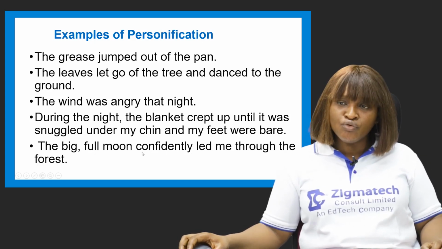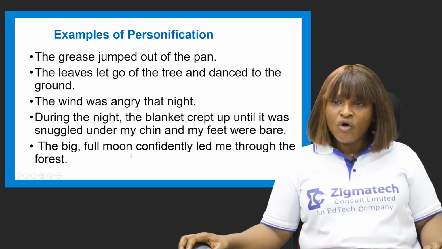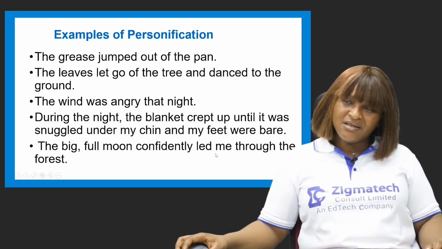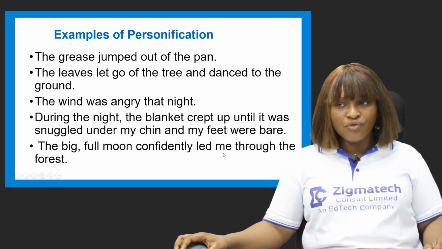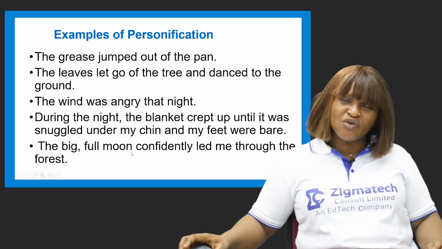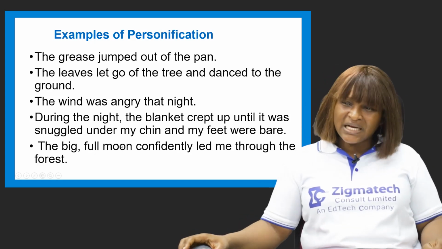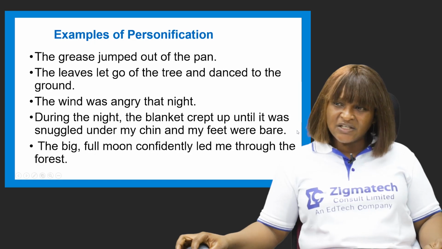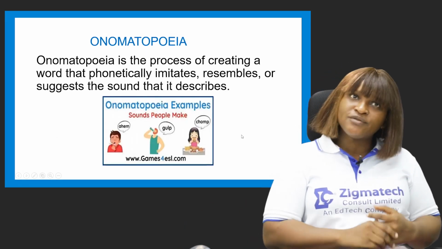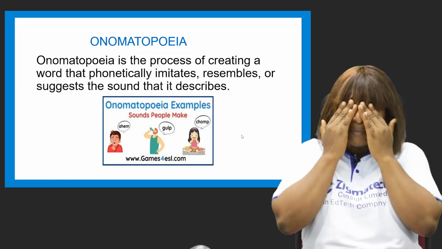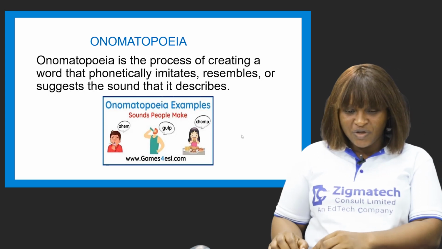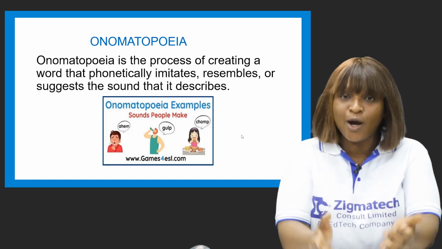So it's saying that the moon, which cannot walk or direct someone, had to lead the speaker here through the forest. So you see that the moon is being personified as if the moon is a human being that could actually lead the speaker to the house. Now we want to move to the next one, and that's onomatopoeia. Yes, onomatopoeia. What's onomatopoeia? Onomatopoeia has to do with sound.